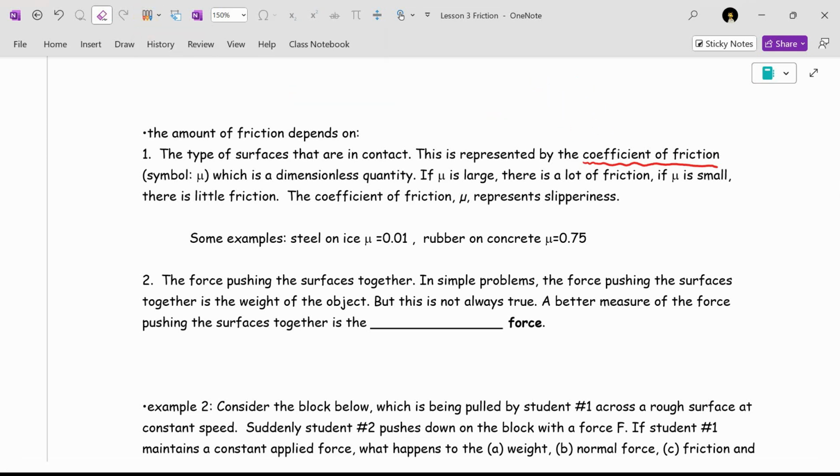We use the Greek letter mu. I'm sure I made the joke last year. What's mu? I don't know. What's mu with you was the dumb joke that I kept saying last year.